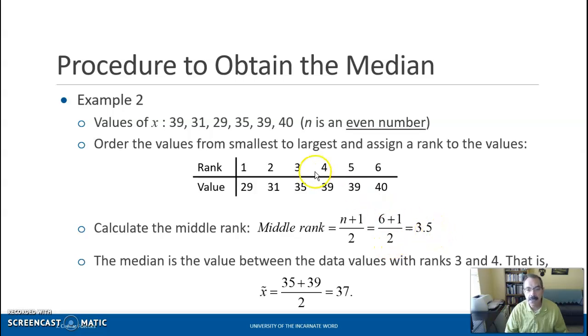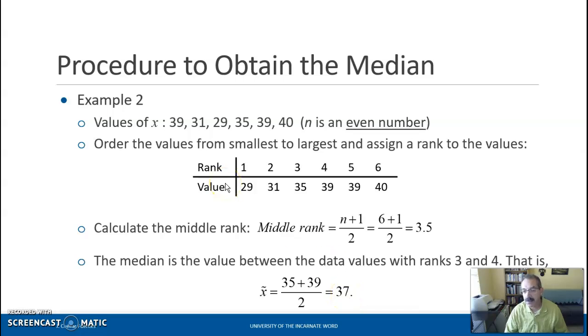That means that the median is right in the middle between the third rank and the fourth rank observation. So to get the middle, what we do is we sum this value plus that value and divide it by 2. In other words, we're taking the average of these two adjacent ranks. And so the median, x tilde, because this is a sample, is 37.